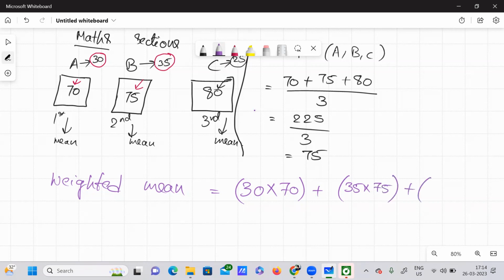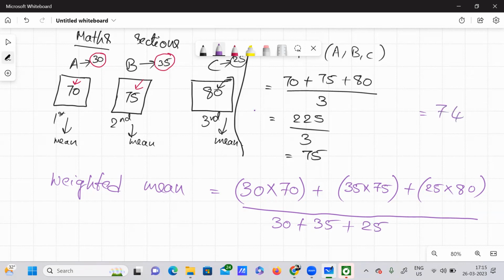And plus, the number of students in section C is 25, and the average in section C is 80. And the whole divided by the number of students. That is, for A, it is 30, for B, it is 35, and for C, it is 25. If you compute this entire thing, you will get a value of approximately 74.72. So this would be the weighted mean for all these three groups combined.